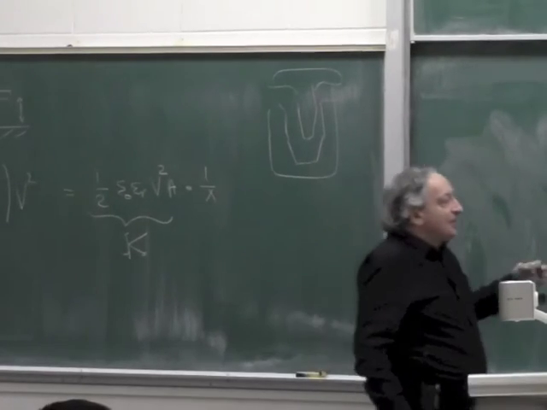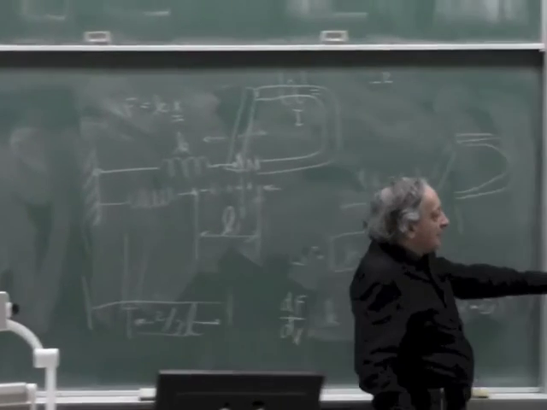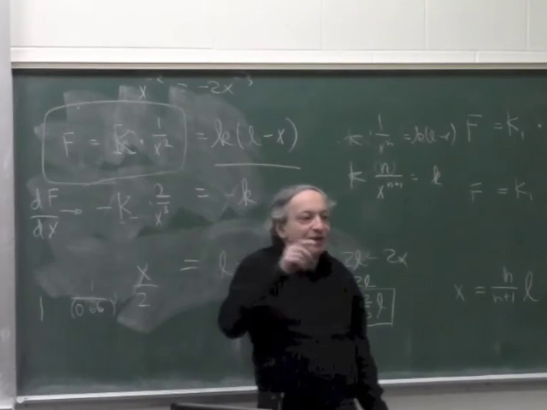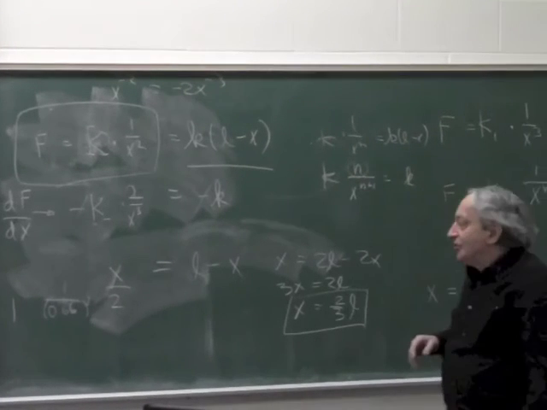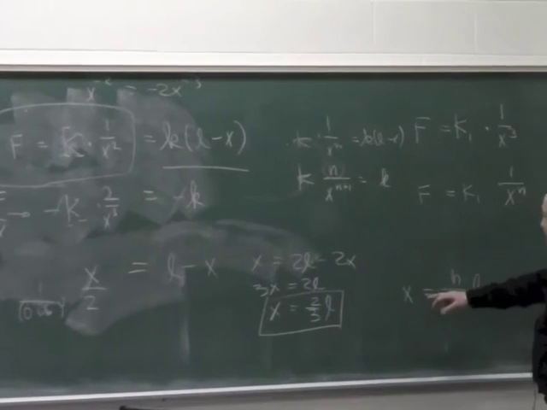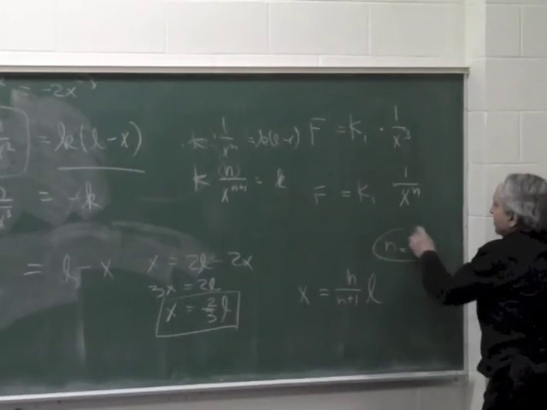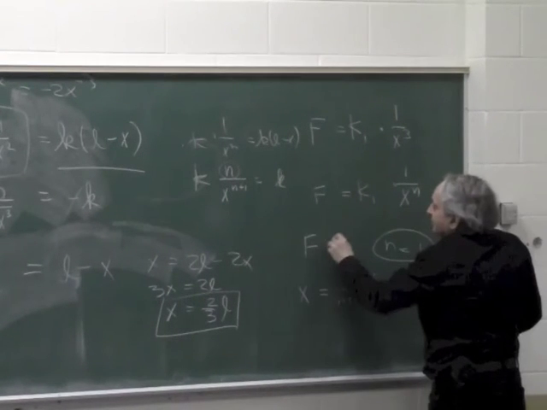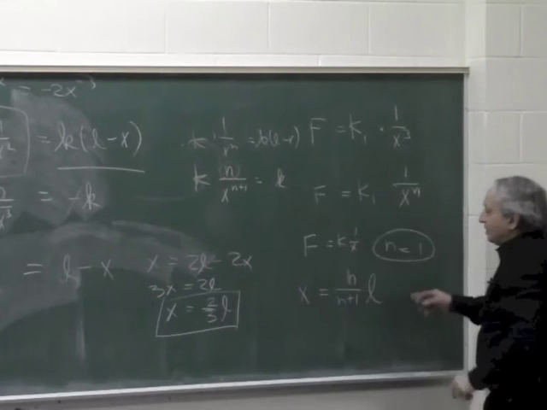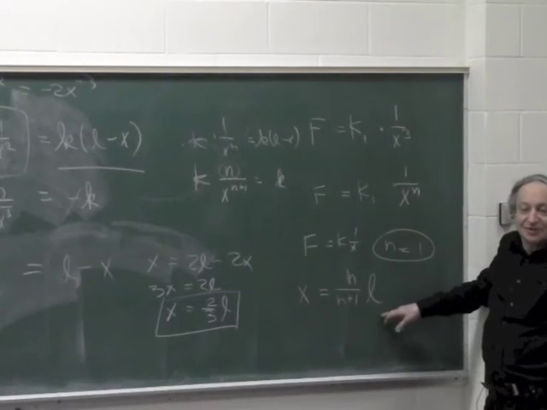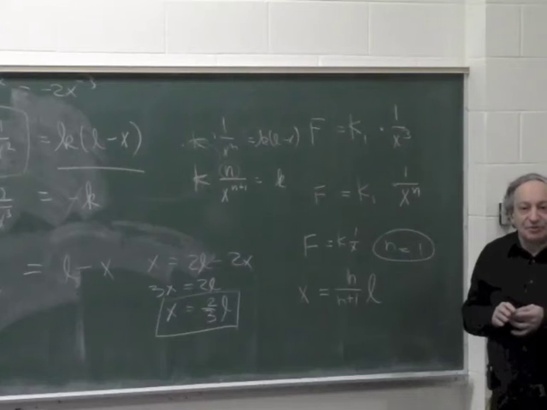So basically, the bigger the n, the less dynamic range you have. But even if n is 1, even if it's 1 over x, you will get x equals half. So for n equal 1, which means the force is k 1 over x, you still only have half, because 1 divided by 2 is half. So you still only have half of the range, which is usable.